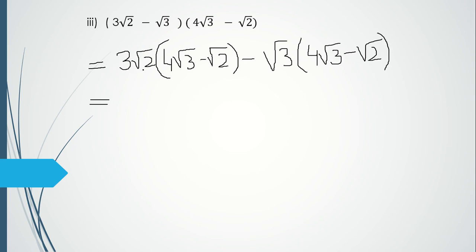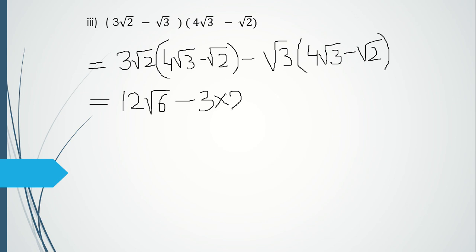Now multiply this 3 root 2 inside the bracket. We'll multiply number with number and surd with surd. Now 3 4s are 12 and 2 3s are 6. So that's going to be 12 root 6. 3 4s are 12 and 3 2s are 6. Minus 3 will remain as it is here. Root 2 into root 2 is root 4. Root 4 is 2.